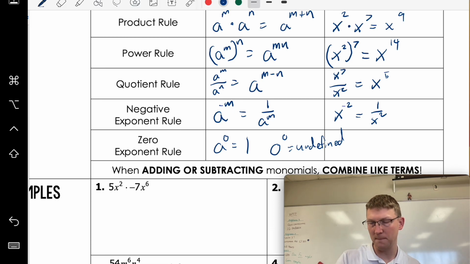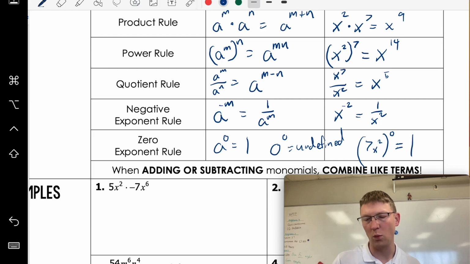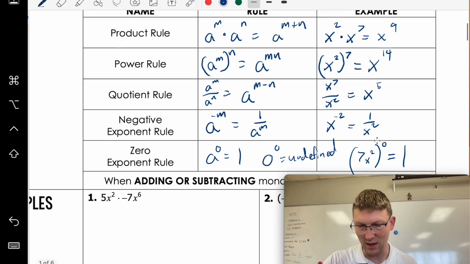More importantly, anything we have, 7x squared, raised to the 0th power equals 1. Easy as that. That's why we like that. It makes things cancel out. So this is what we're doing. So let's practice these rules.